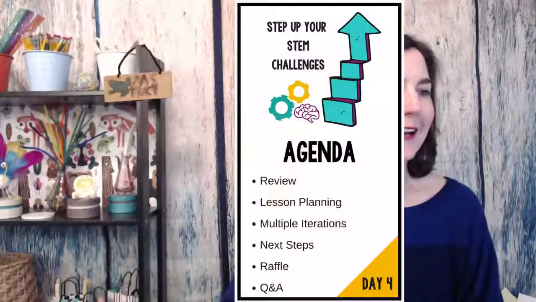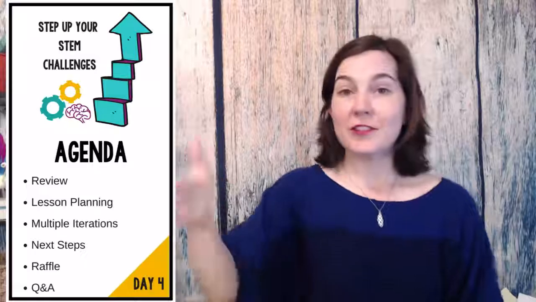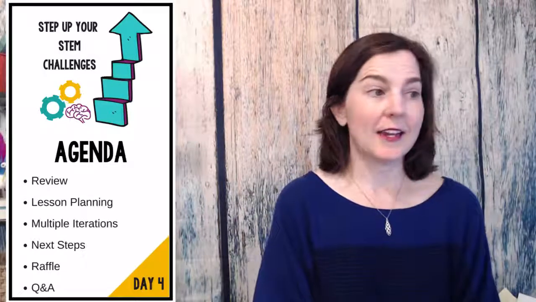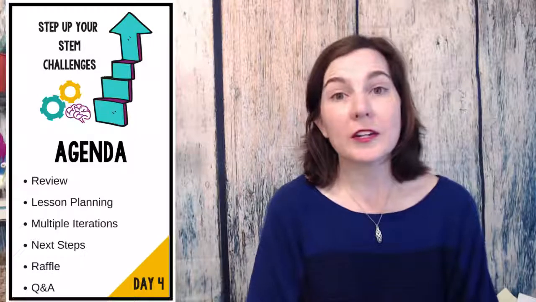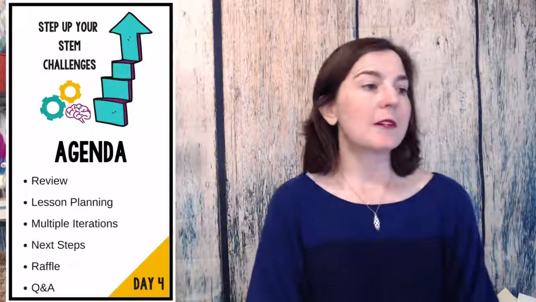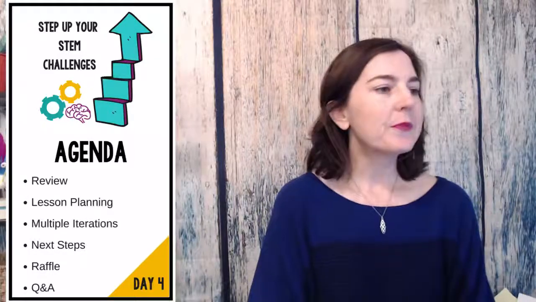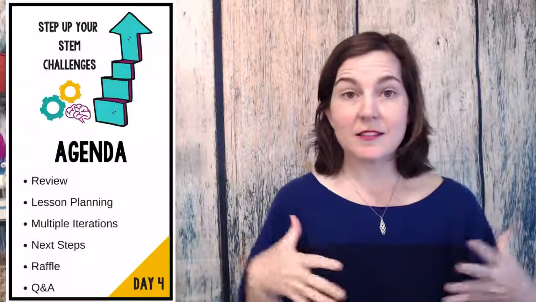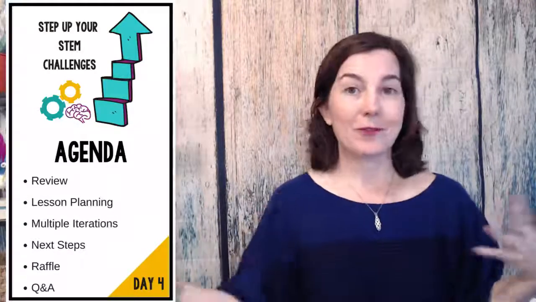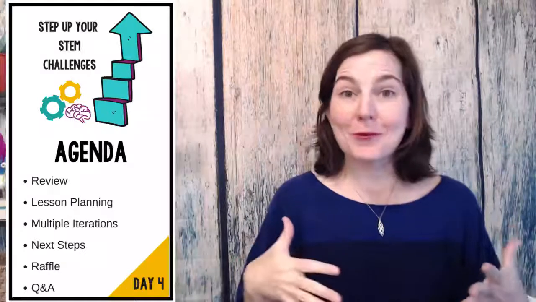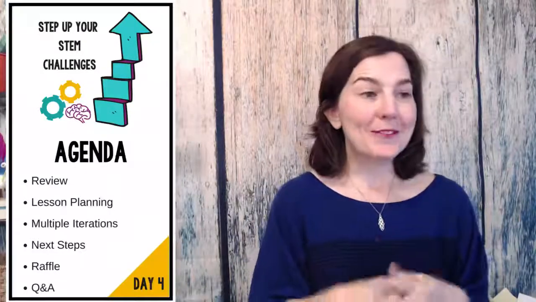So the first thing I want to do, I should pull in the agenda, because I do want to show you what we're doing today. Then I'm going to pull it back out for a second. So the review we just did, we were talking about lesson planning today. We're going to talk especially about multiple iterations, why they're important, and how to make them more practical in your classroom, because I know that's a sticking point for a lot of people. And then we'll talk about next steps. Since this is officially the last day of the challenge, we want to talk about what's coming next and what you can do to continue your STEM challenge growth and PD. Then of course we have raffle prizes, and we'll do some Q&A if there is any at the end.